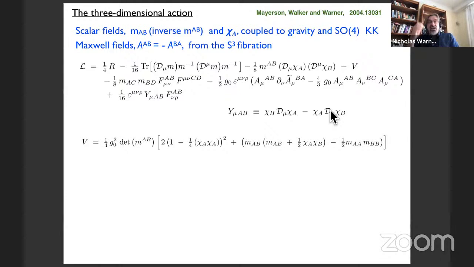Anyway, at the end of the day, when you do this consistent truncation, you wind up with a 3-dimensional Lagrangian. So this 3-dimensional Lagrangian, of course, has gravity. It has some Kaluza-Klein fields from the 3-sphere. There are 6 of them. There's Chern-Simons interaction, a Maxwell interaction, and then a handful of scalar fields. There's a matrix of scalar fields here and a vector of scalar fields here, and there's a potential.